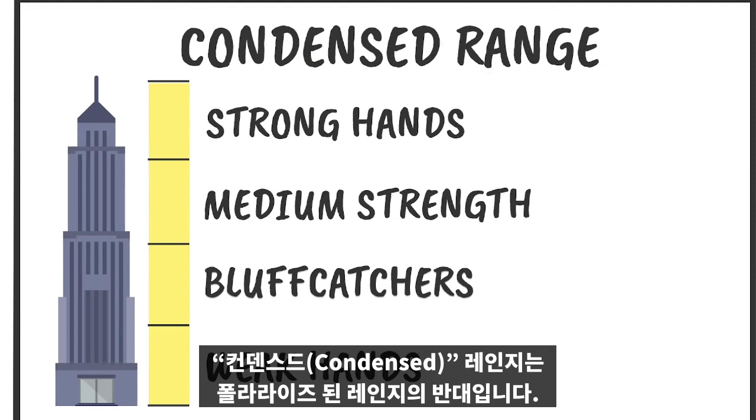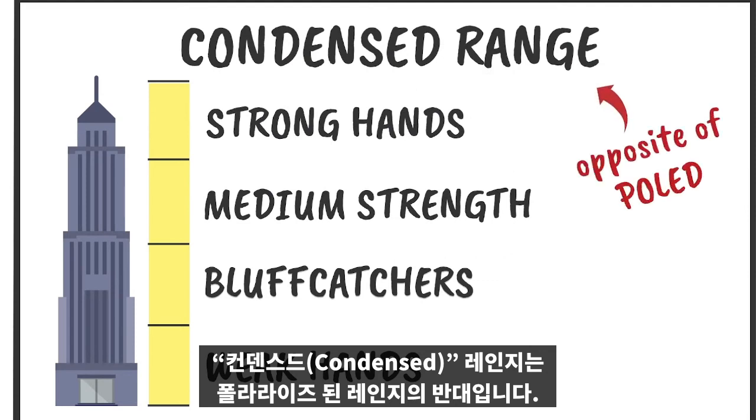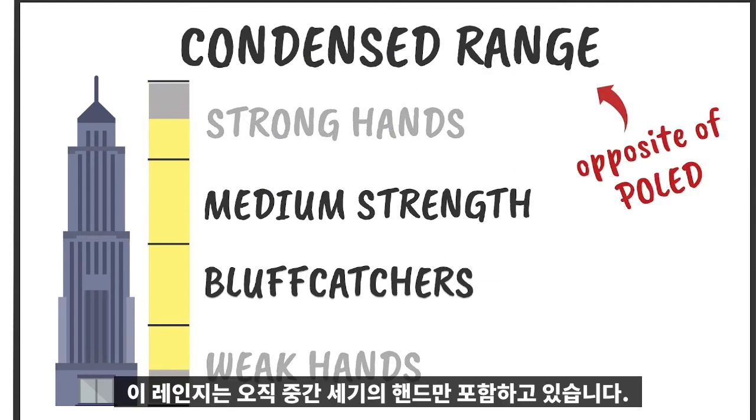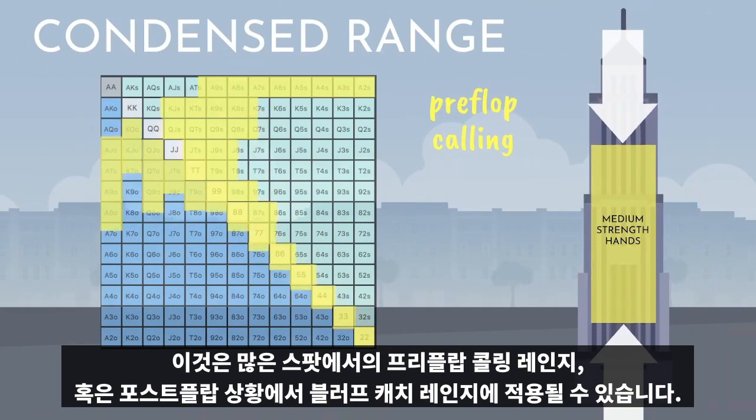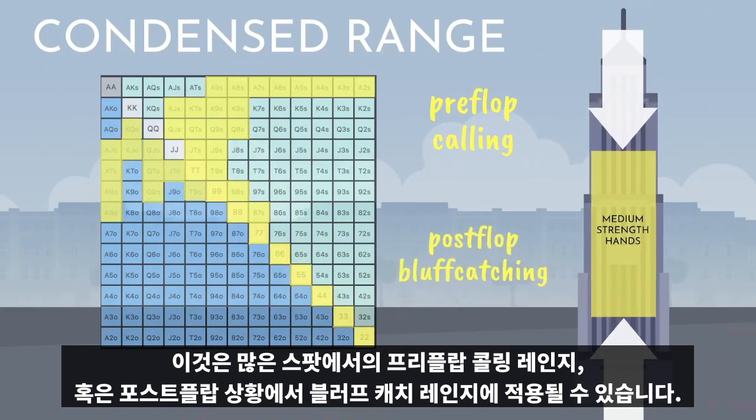A condensed range is essentially the opposite of a polarized range. It's a range whose only residents are middle-strength hands. This can be applied to a pre-flop calling range in many spots or a bluff-catching range in a post-flop scenario.